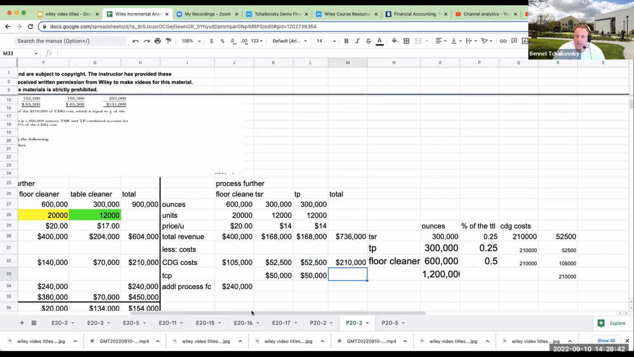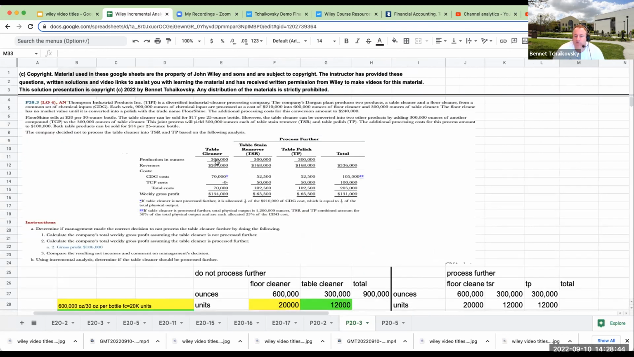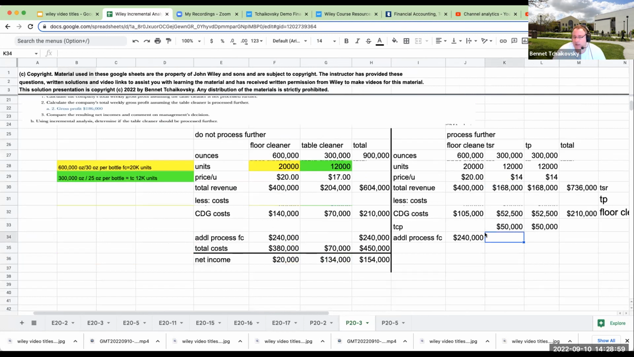My TCP, right? Where does that thing come from? Well, the TCP costs are basically these costs that are right over here, that if I turn table cleaner into these parts, I'm going to have like this extra $100,000 of cost. That's where that came from. This additional processing for the floor cleaner has not changed. So my total costs over here are 345, 1025, and 102,500.